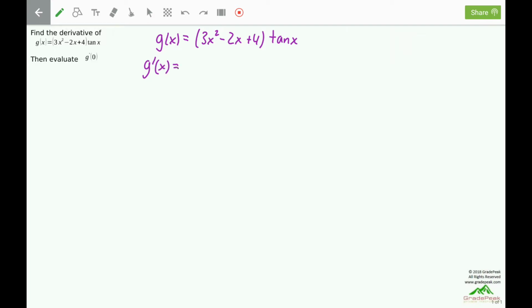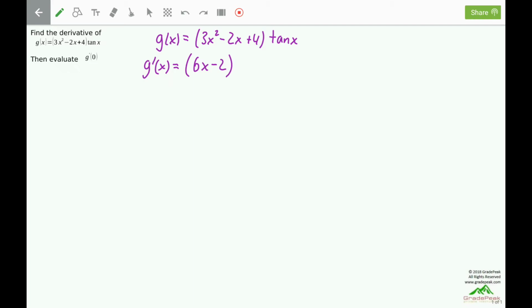g prime of x will be the derivative of the first, the derivative of 3x squared minus 2x plus 4. The first term is the power rule. Bring the 2 down, multiply with the 3, subtract 1 from it: 6x. The second term, negative 2x, a constant times x, will have a derivative that is the constant. And then the third term, a constant with no x, the derivative is a 0.